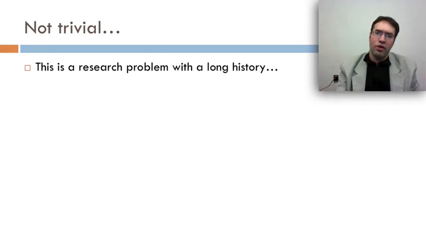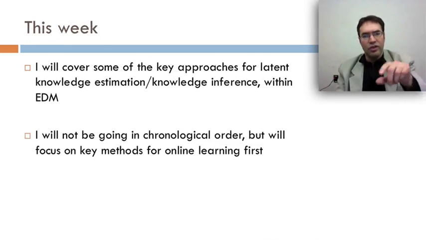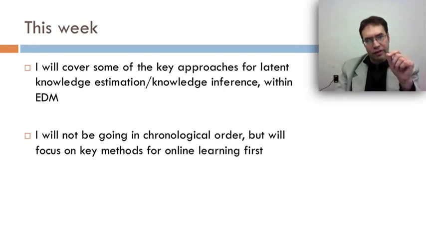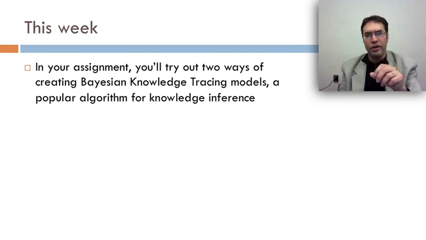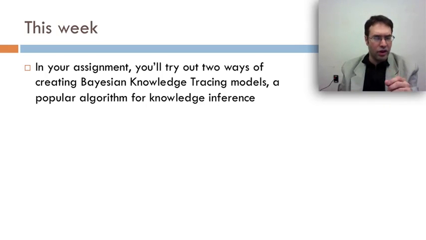This is not trivial. It's a research problem with a long history, back at least 50 or 60 years. This week, I'm going to cover some of the key approaches for latent knowledge estimation, or knowledge inference, within EDM and learning analytics. I won't be going in chronological order, but I'll be focusing on key methods for online learning first. In your assignment, you're going to try out 2 ways of creating Bayesian knowledge tracing models, which is a popular algorithm for knowledge inference, maybe the most popular and certainly the standard at the moment.